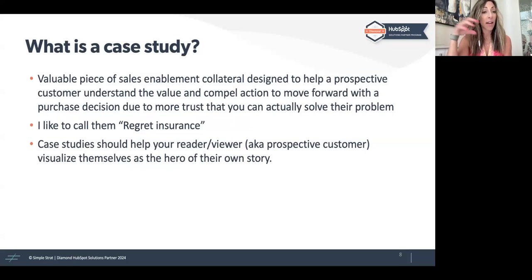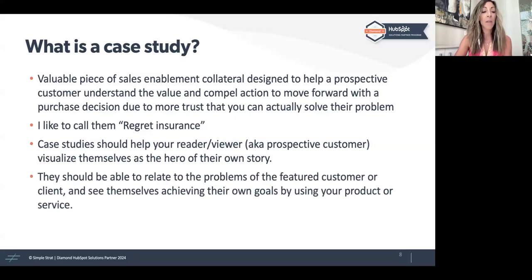So case studies are not actually about you. So if you're creating case studies as a company, your case study should not be about you. It should be about the customer, their experience, and you just happen to be the conduit for that to happen. So that mindset is very, very important as we're thinking about the right way to use case studies. The other thing is they should relate to the problems of the featured customer, or client in this case.